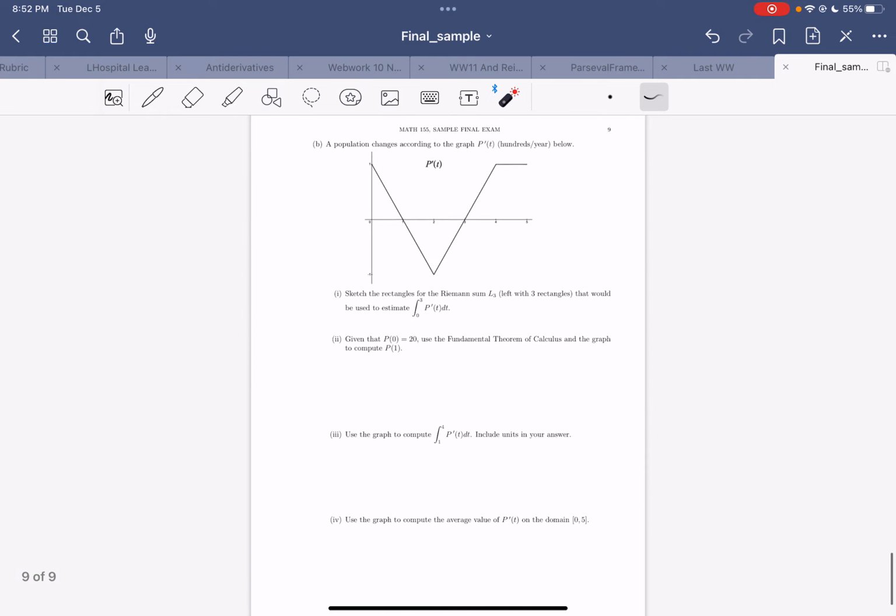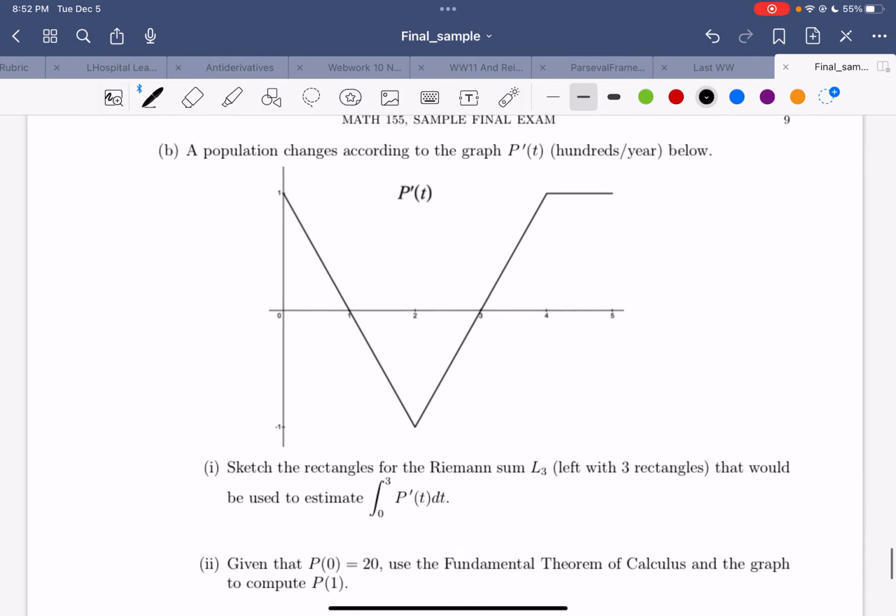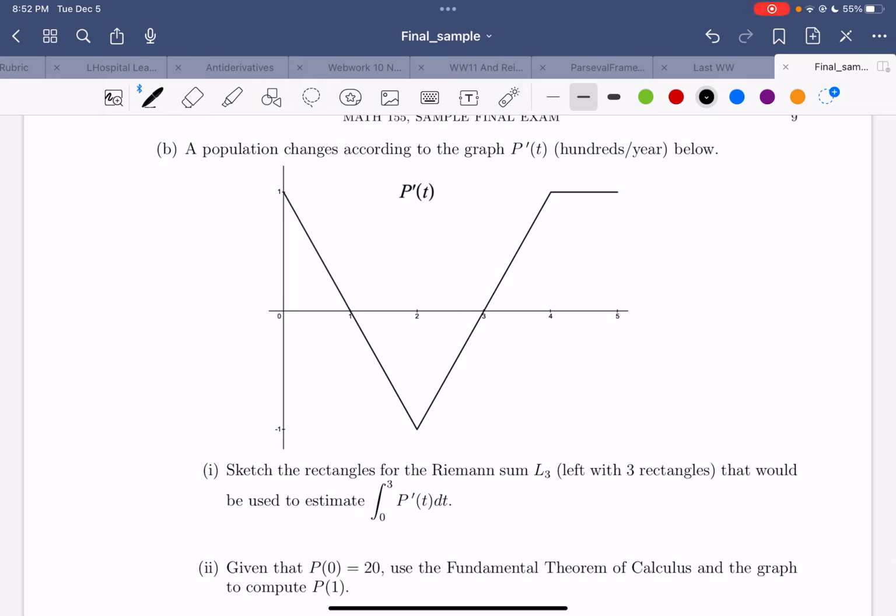All right, last page of the exam. Sweet, almost done. So a population changes according to this graph. So we have a p prime. Okay, hundreds per year. That might be important. Sketch the rectangles for a left Riemann sum with 3 rectangles, and we're between 0 and 3.